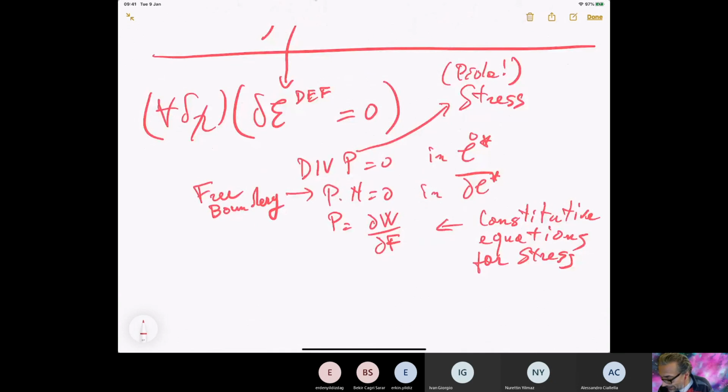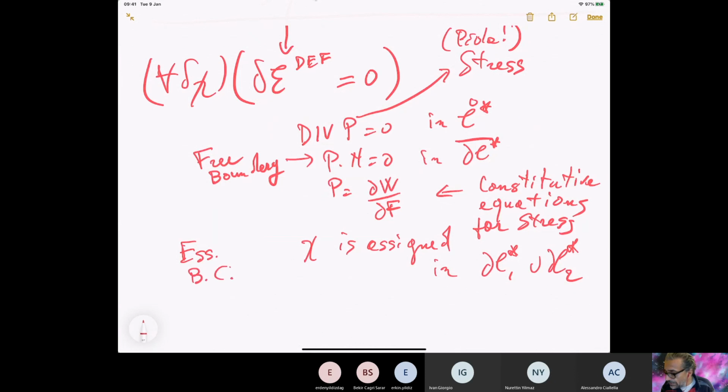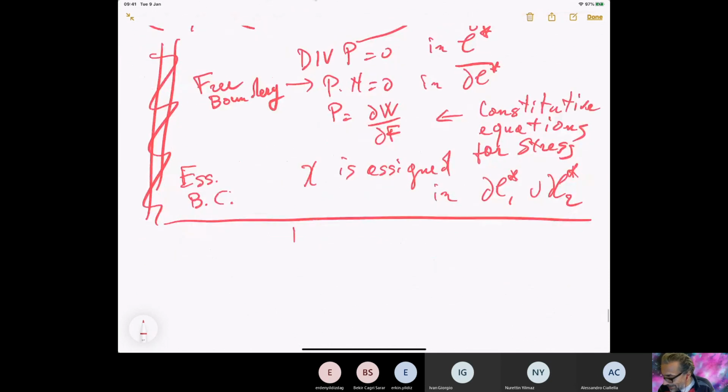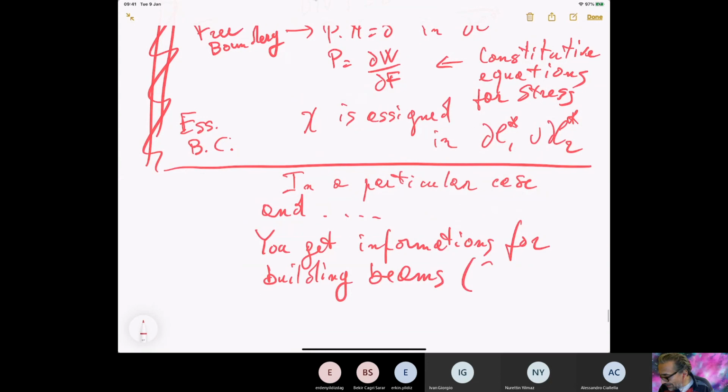You write that chi is assigned in boundary C star 1 union boundary C star 2, essential boundary conditions. You painfully solve this problem in a particular case and you get informations for building beams using Saint-Venant solutions.